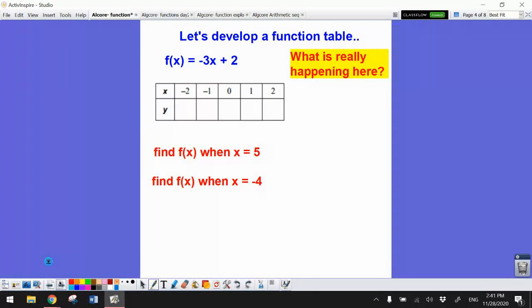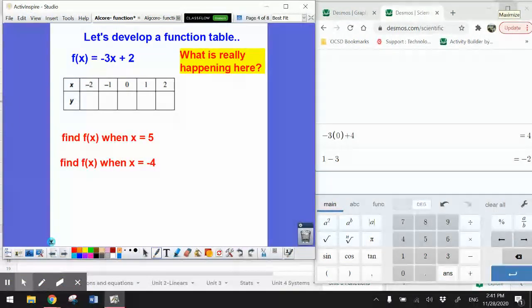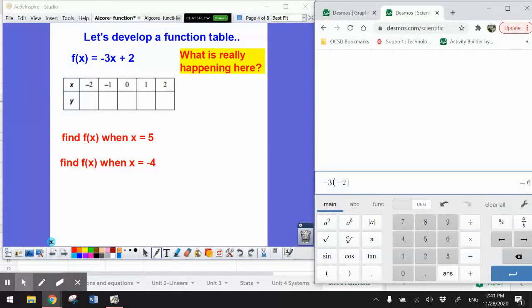Okay, so when we develop a function, what we're really doing is answering the questions, find f of x when x equals 5. Only thing we're finding, find f of negative 2. Okay, find f of negative 2. So I'm going to go ahead and pull my calculator back up, and we're going to see if we can do this. So if I need to fill in my table, I start with my negative 3, and I have my parenthesis, and I throw in the negative 2, parenthesis plus 2.